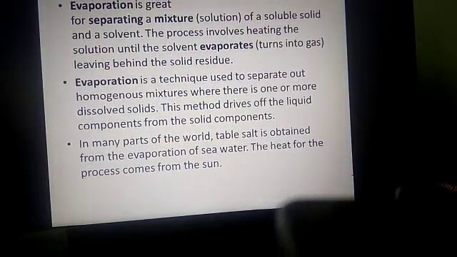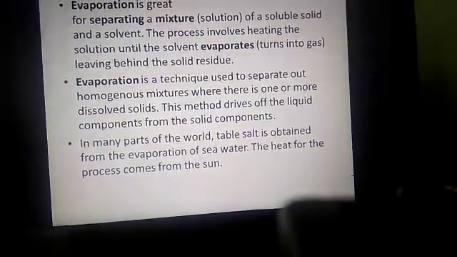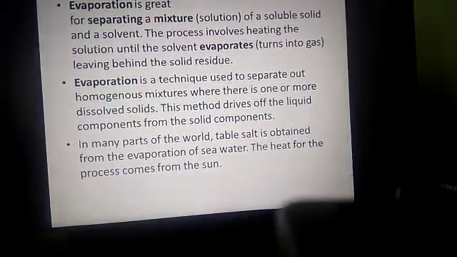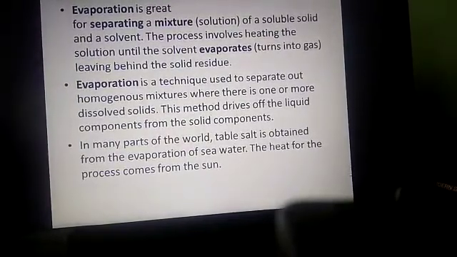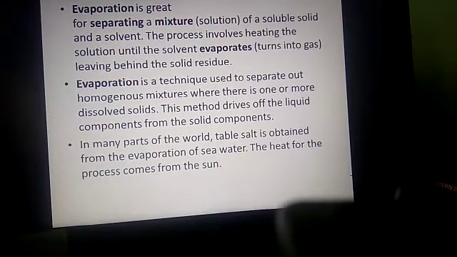Next, evaporation is great for separating a mixture of solutions of soluble solid and solvent. The process involves heating the solution until the solvent evaporates, that is, turns into gas. Evaporation is a technique used to separate out a homogeneous mixture where there are one or more dissolved solids. This method separates the liquid components from the solid components. In most of the world, table salt is obtained from evaporation of seawater. The heat for the process comes from the sun.